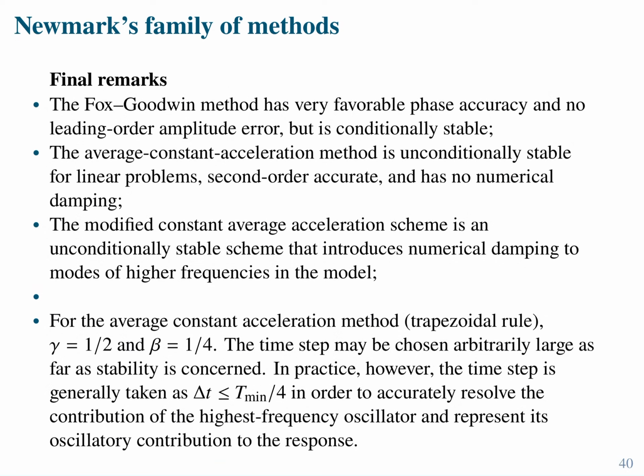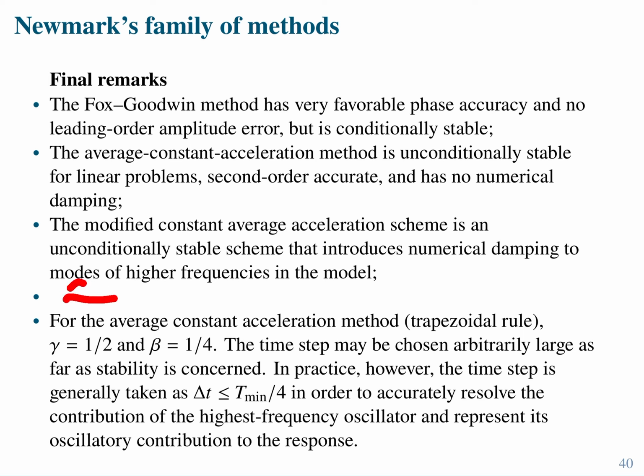Okay, so some remarks about Newmark's family of methods. Yeah, we're in good time. The Fox-Goodwin method has very favorable phase accuracy and no leading order amplitude error, but is conditionally stable. You can see that from looking just at the table. The average constant acceleration method is unconditionally stable for linear problems, second order accurate, and has no numerical damping. This is the one that I have used in the past. My students have used this. It's the so-called trapezoidal rule. It works great, again, until it doesn't, and then you have to figure out what else you can choose.